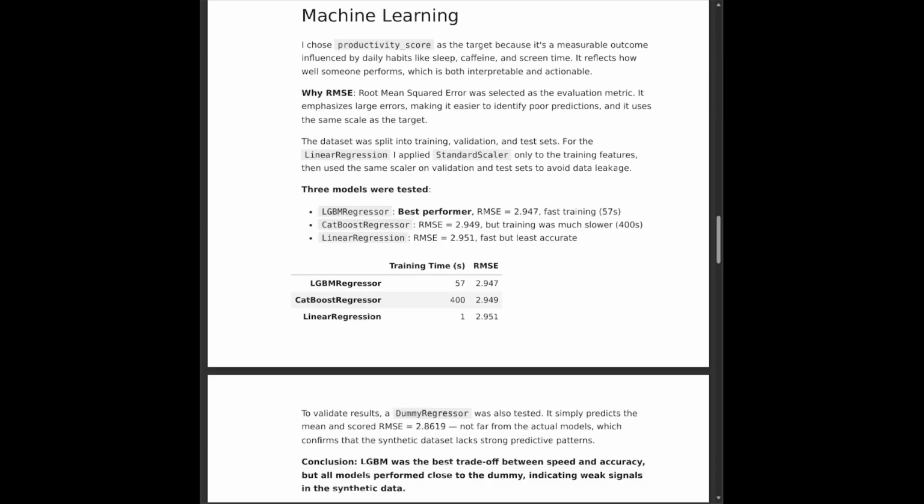My next step was machine learning. I predicted productivity score using regression models. I chose root mean squared error as the metric since it highlights large prediction errors. I tested linear regression, CatBoost, and LGBM, which had the best RMSE and trained quickly. But I have to mention that all models were close to the dummy baseline, suggesting weak signals in the synthetic data.